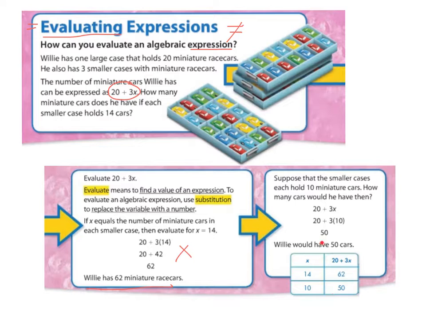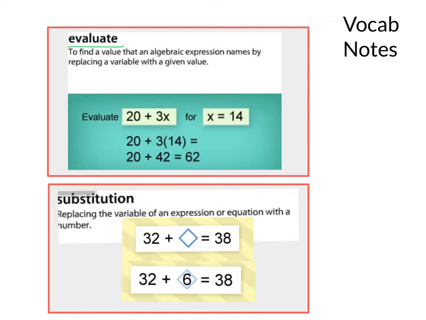So here's a chart that tells us what we just learned. When there are 14 cars per case, then you have 62 total. When there are 10 cars per case, then you have 50 total. Let's go on. I see vocab notes right up here. That means it needs to be in your notes. So you were either handed one or you will need to write it. Please pause the video right now.